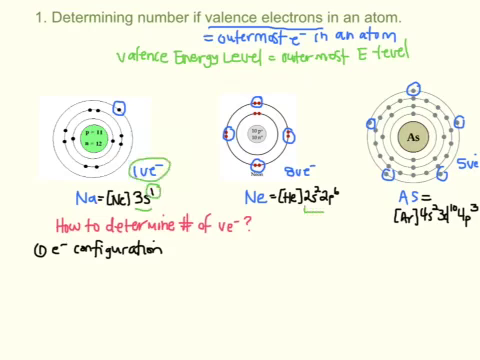For neon, its outermost energy level is the 2nd energy level, and there are 2 in the S and 6 in the P for a total of 8 valence electrons. Now, arsenic's a little tricky because it does have this D sublevel, but notice the D sublevel is in the 3rd energy level, not in its outermost energy level. So its outermost energy level is actually the 4th energy level. And there are 2 electrons in the S and 3 in the P for a total of 5 valence electrons.